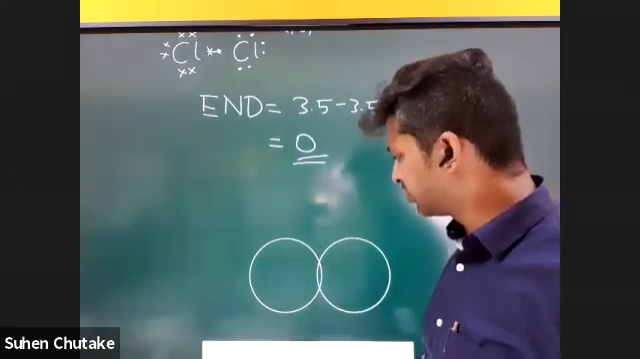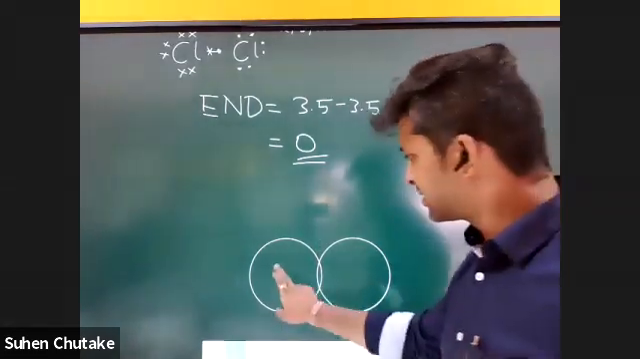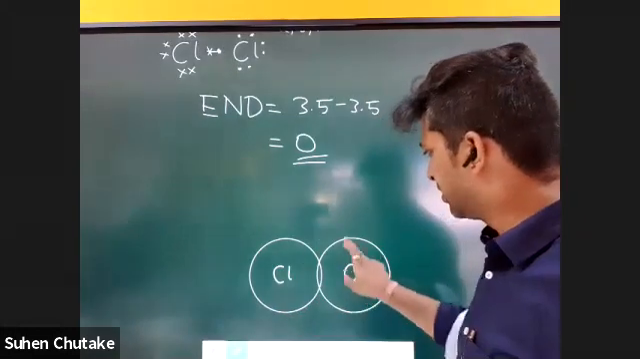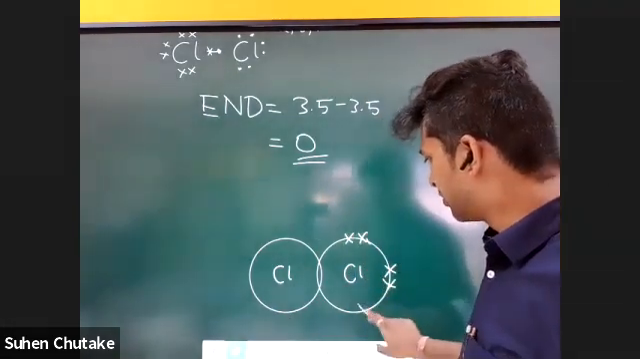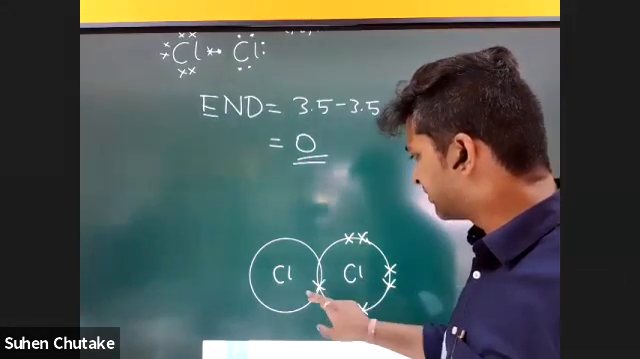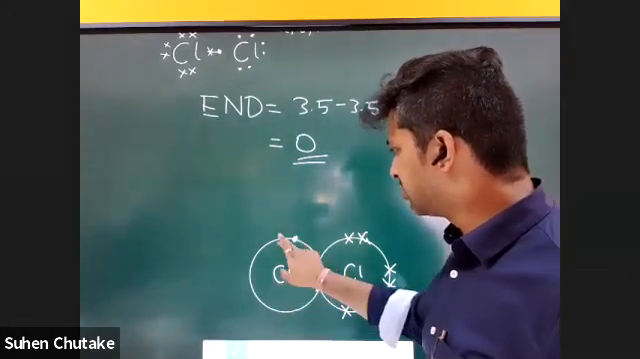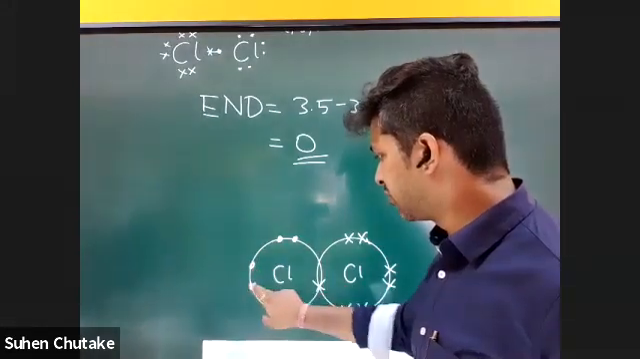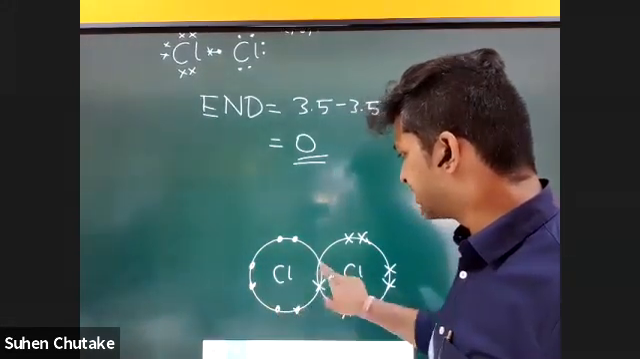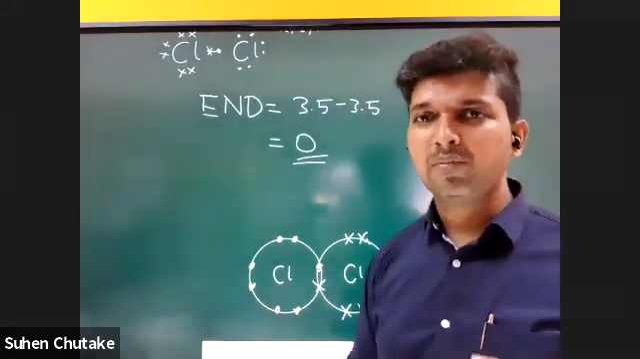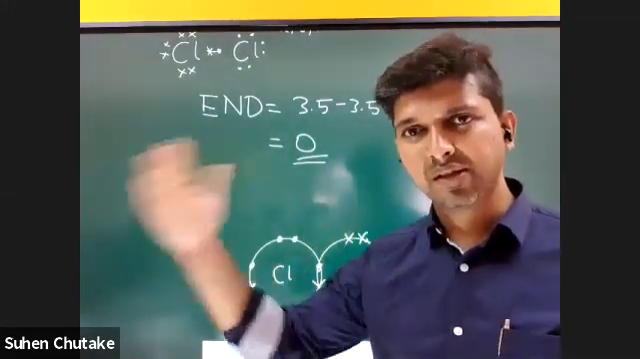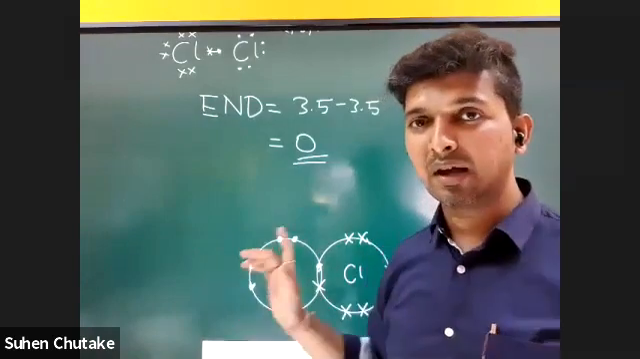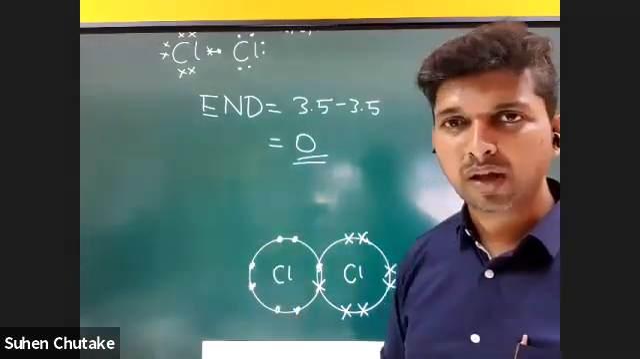Okay, we can draw the two chlorine atoms like this, with one Cl over here and another Cl over here. Now they each have 7 electrons. In an ionic bond, it's compulsory to show all the shells: first shell, second shell, third shell, right? But in a covalent bond, it's okay if we show only the outermost shell.